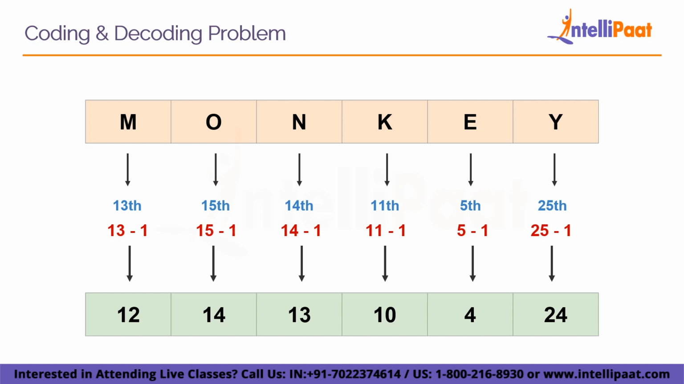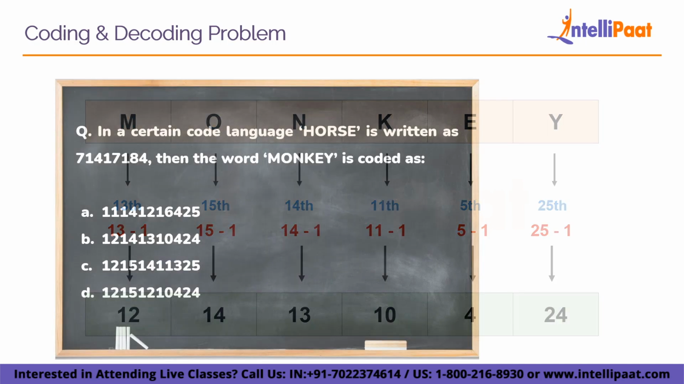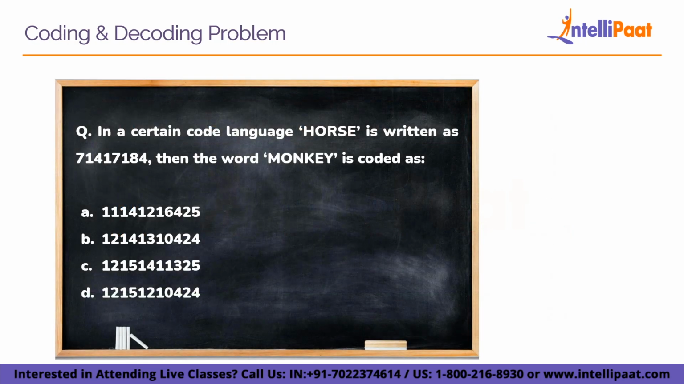So let's go to our question. So here we can see option B is the number that is matching with that, that is 121413104424. So this is the answer for this question. I hope now you got an understanding of how to approach these kinds of questions and find a pattern from their given values, right?